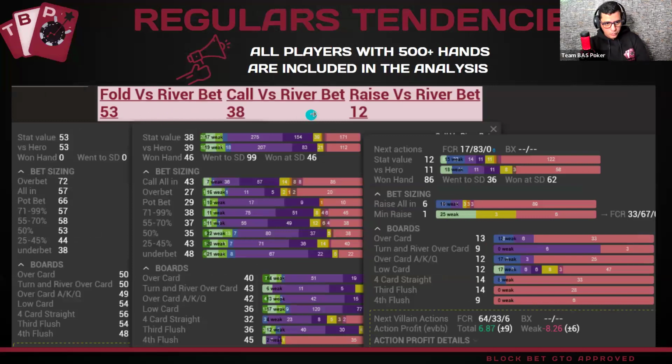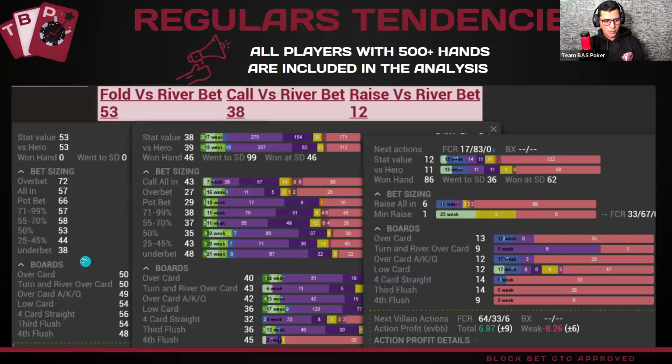All right, here we have the regular tendencies, so how they are reacting to river bets as well. In the range research, I included all the players with 50 hands plus in the analysis. So all players in my database that have 50 hands and more were included here. And we can see that overall they are folding to river bets 53%, calling 38%, raising 12%.